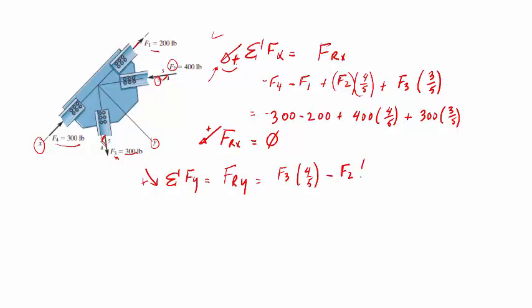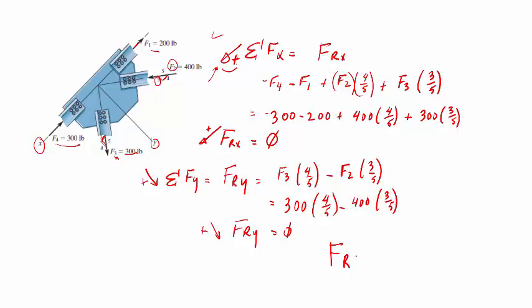And then I have F2, 400, which is negative because it goes in the opposite direction, and it's 3/5. Okay, so F3 is 300 times 4/5 minus F2, which is 400 times 3/5, and this here equals 0. So the resultant force in Y equals 0, and remember, the magnitude of the resultant force is going to be 0 as well.